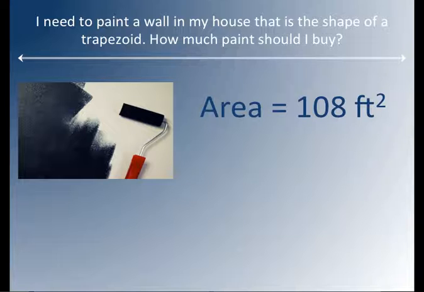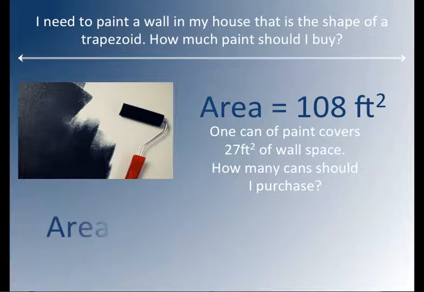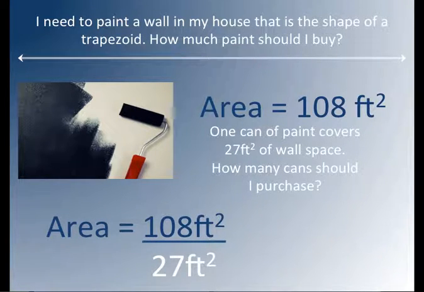Well, if the area was 108 square feet, one can of paint covers 27 feet squared of wall space. So how many cans of paint should I purchase? Again, let's take the area and divide by how much area each can of paint covers. Lets me know I need 4 cans of paint at the store.